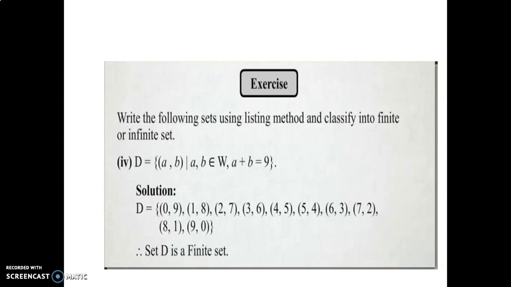So if you put one value for a, suppose a equals 0, then b equals 9. If a equals 1, then b equals 8. In this manner, we get 10 different values of a and b. The elements of set D are countable. Hence, it is a finite set.